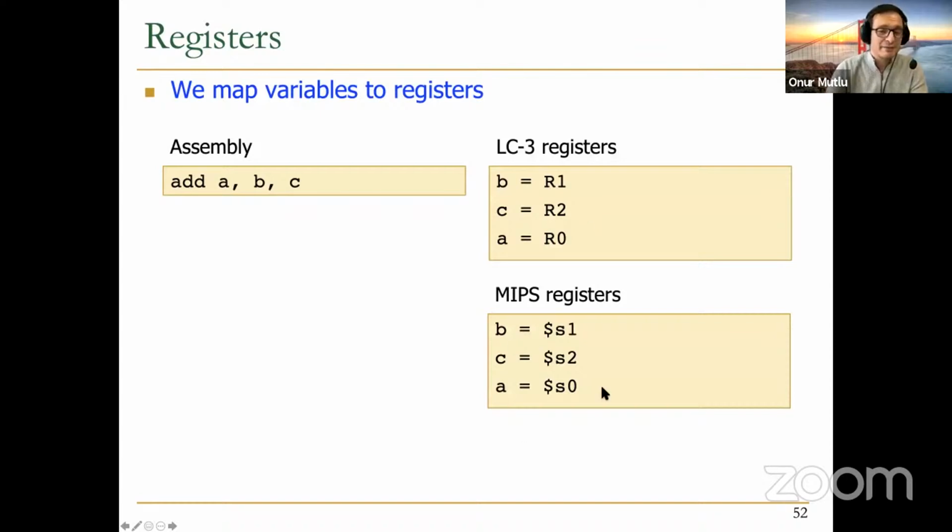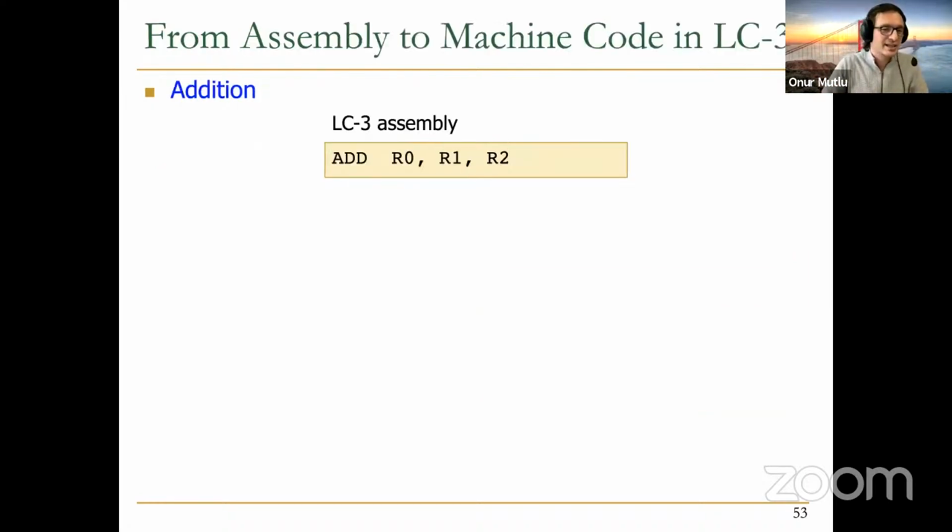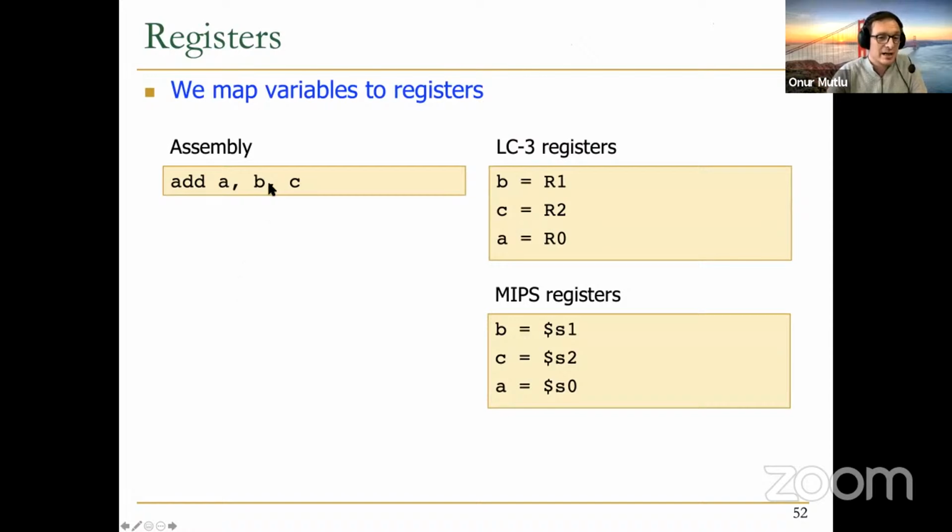And we're going to also look at the MIPS, which is going to be essentially very, very similar. Basically, the fundamentals are very, very similar in all ISAs. That's why I want to cover two things over here. There's nothing that's different between the ISAs. So LC3 assembly looks like this, basically. You add R1 to R2 and store it in R0 based on this mapping of variables to registers.